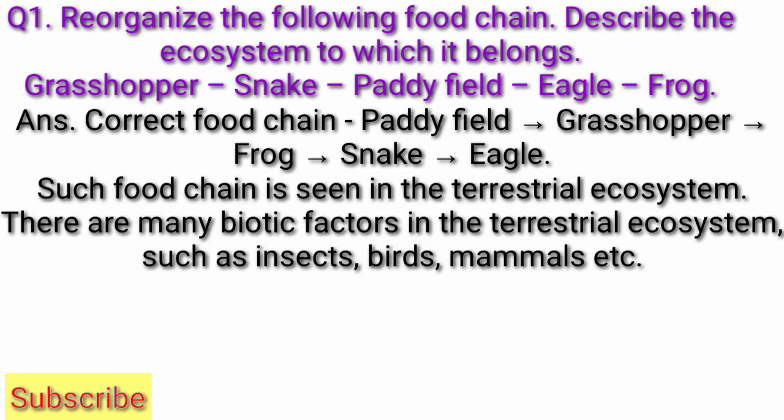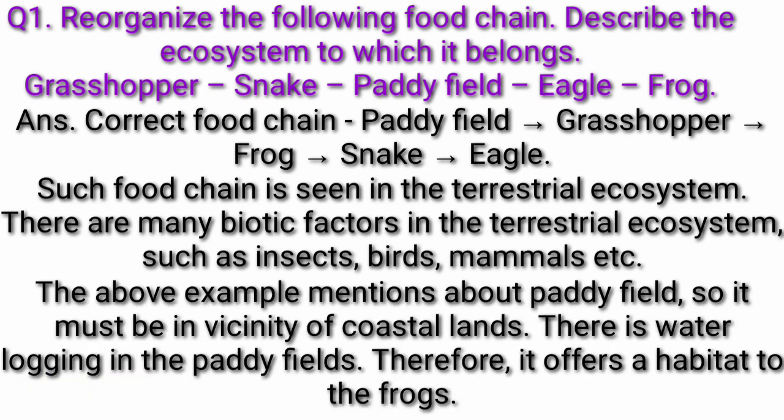Such a food chain is seen in the terrestrial ecosystem. There are many biotic factors in the terrestrial ecosystem, such as insects, birds, mammals, etc. The above example mentions a paddy field, so it must be in the vicinity of coastal lands. There is water logging in the paddy fields, therefore it offers a habitat to the frogs.